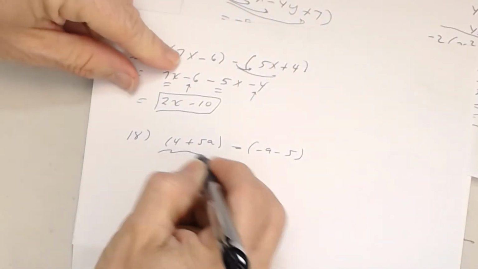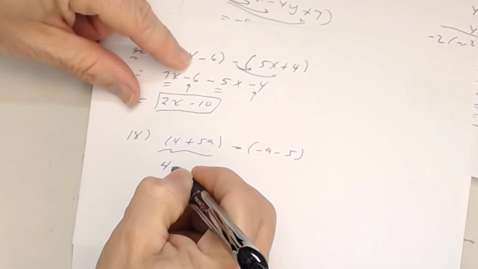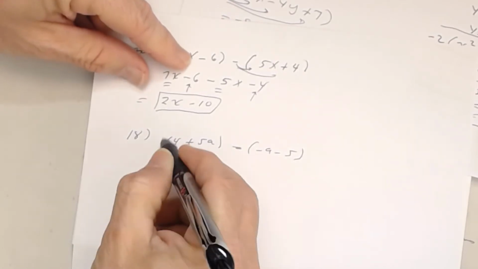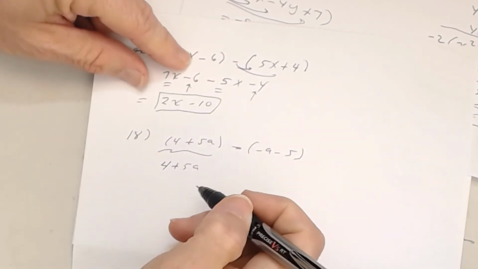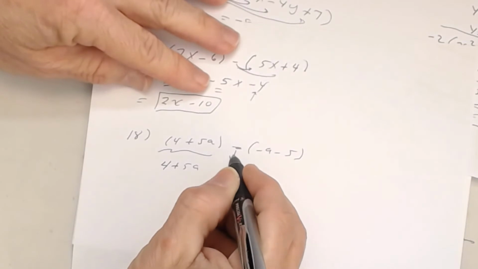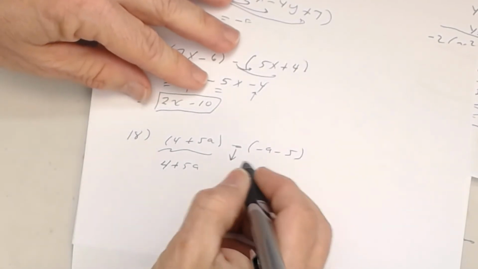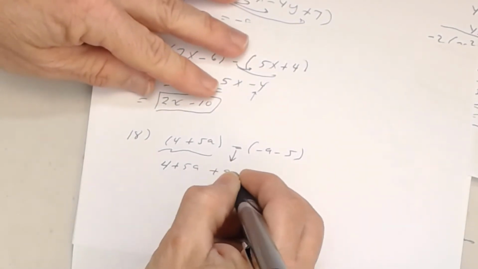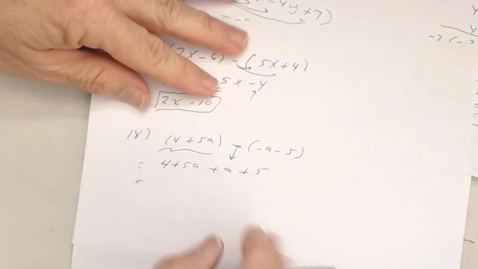So I can get rid of this one. That just becomes what? 4 plus 5a. Yeah, because that's understood to be a 1. 1 times 4 plus 5a is 4 plus 5a. And over here, let's think of this either as distributing a negative 1 or adding the opposite. With whichever one you use, what will this become? Plus a plus 5. All right, and then let's combine like terms.